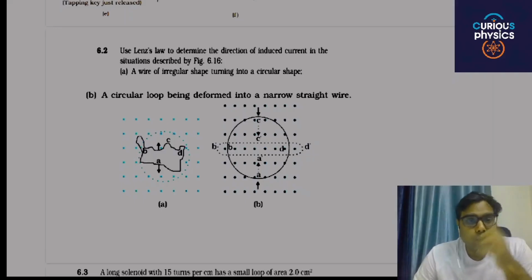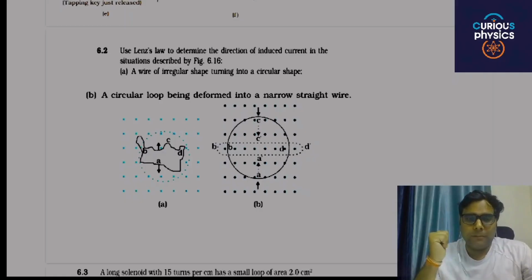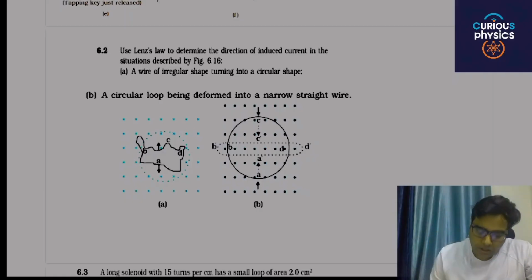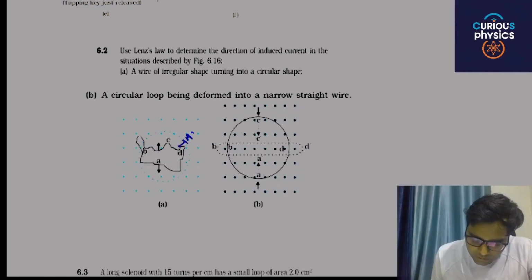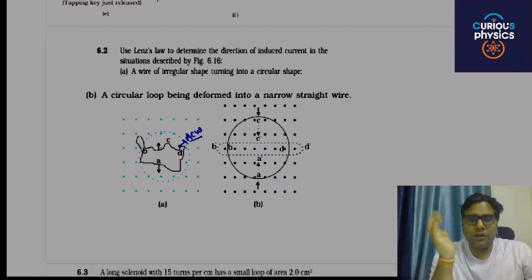the current in this loop will try to induce current, and the direction of induced current will be in such a way that it will try to reduce the effect of this increase in magnetic flux. So the induced current will be generated in such a way that its net magnetic field will be in the outside direction. So the current will be anti-clockwise. Curl your fingers in the direction of current, and the thumb will show you the direction of magnetic field.